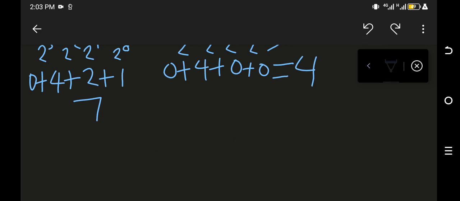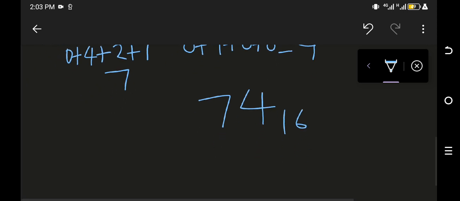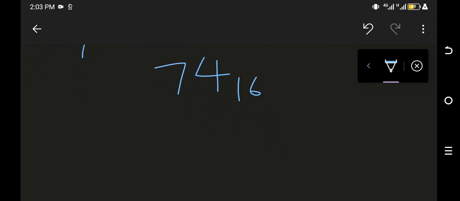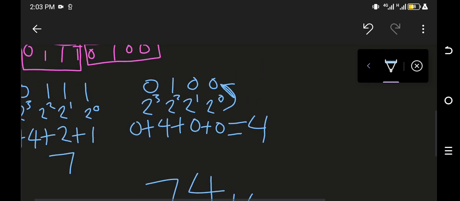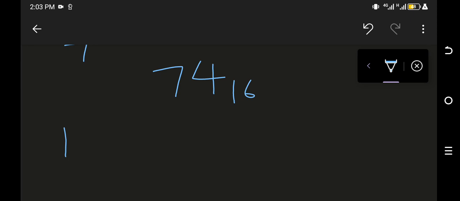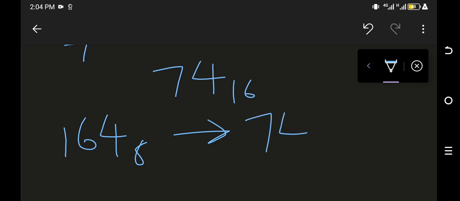So our answer will be 74 base 16 to represent hexadecimal. Therefore, 164 base 8 is equivalent to 74 base 16. That's how we convert an octal number into a hexadecimal number.